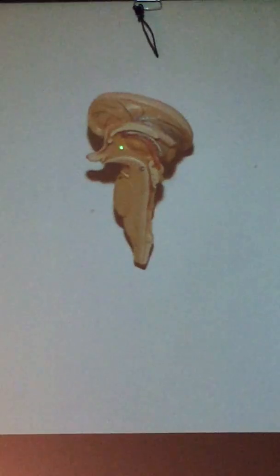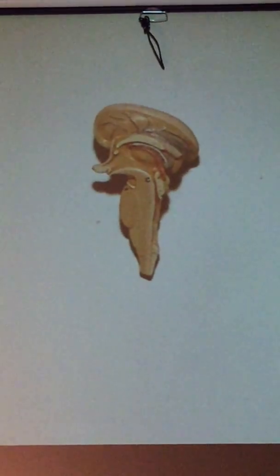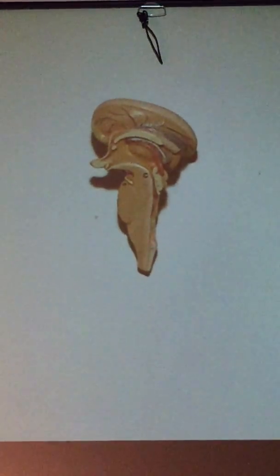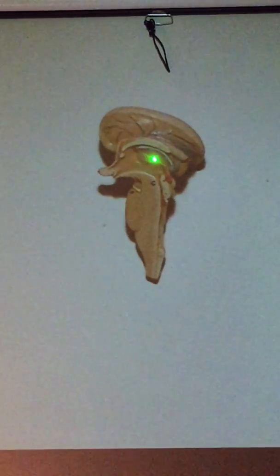This is your third ventricle, and above this egg-shaped part is the thalamus. Below this triangular part is the hypothalamus. Both of these form the lateral walls of the third ventricle. So it means our third ventricle is here. This red thing is the choroid plexus of the third ventricle.